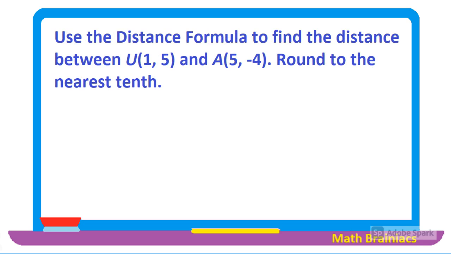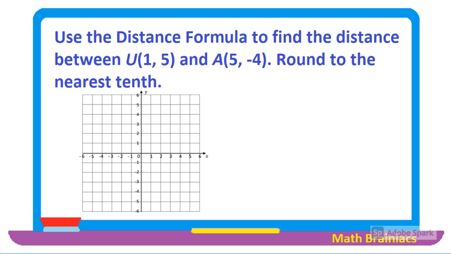Let us work on another example so that you can fully understand the lesson and you can practice more. Use the distance formula to find the distance between point Q with the ordered pair of 1 and 5 and point A with the ordered pair of 5 and -4. Round to the nearest tenth.